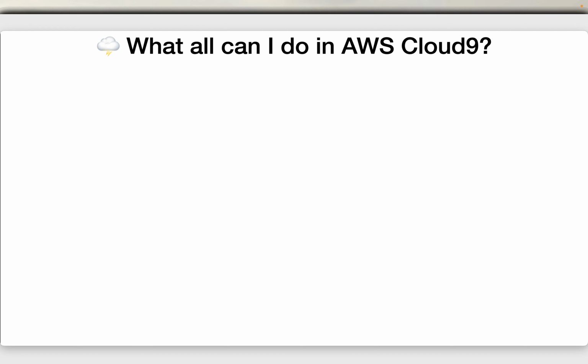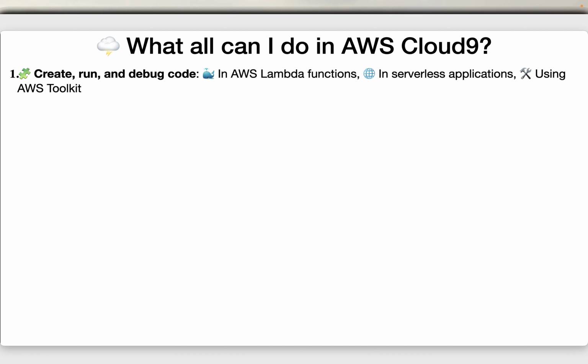So what all can you do with AWS Cloud9? First is very obvious: create, run, and debug code in AWS Lambda functions and serverless applications using the AWS Toolkit. It's easier to do Lambda functions and serverless applications like SAM, Serverless Application Model, using the AWS Toolkit. So the support within Cloud9 is better and already integrated. So it's easier to get up and running.